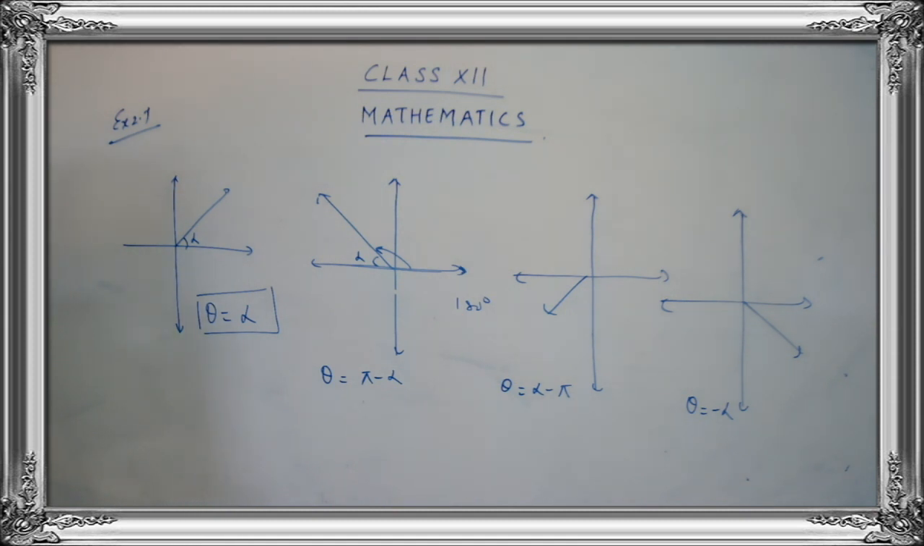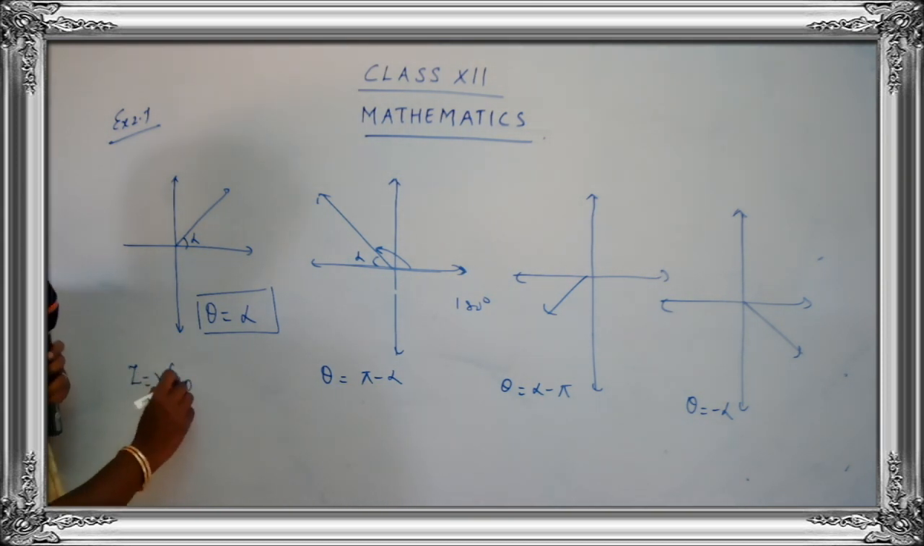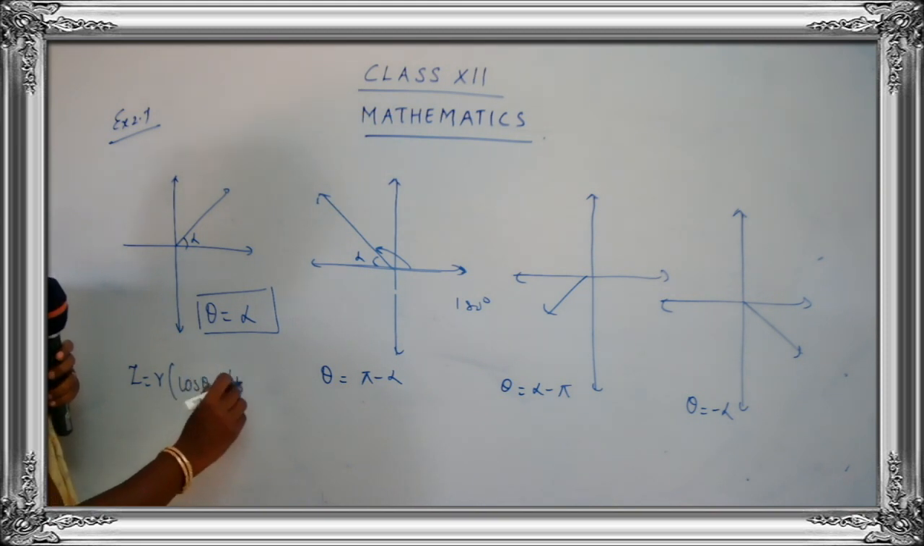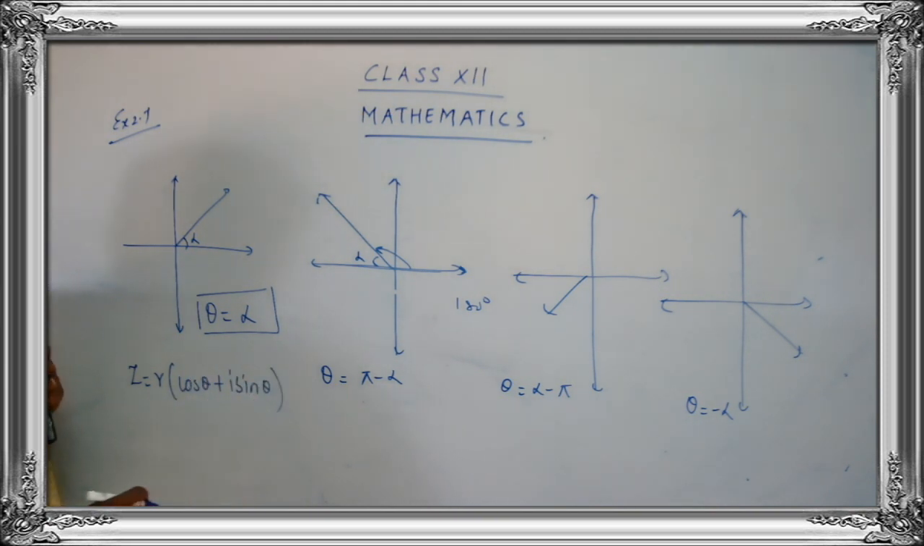And also we have seen the polar form or the trigonometric form of a complex number. What is the polar form? The polar form is written as z is equal to r (cos theta plus i sin theta). You can write this as r cis theta. What is the full form of cis theta? Cos theta plus i sin theta. So you can write cos theta plus i sin theta as cis theta. So r cis theta.